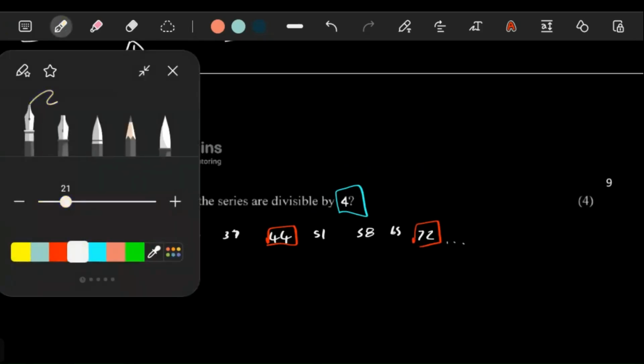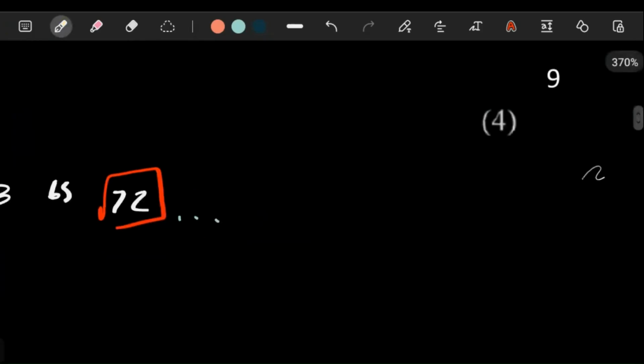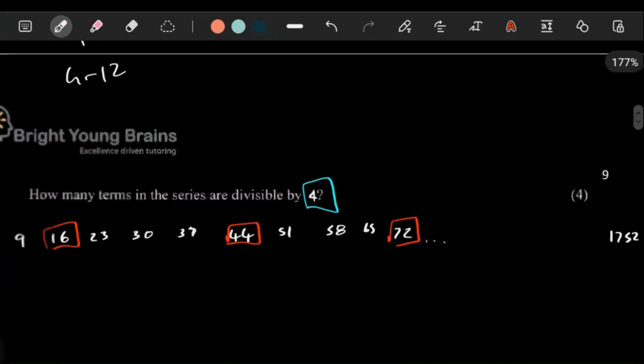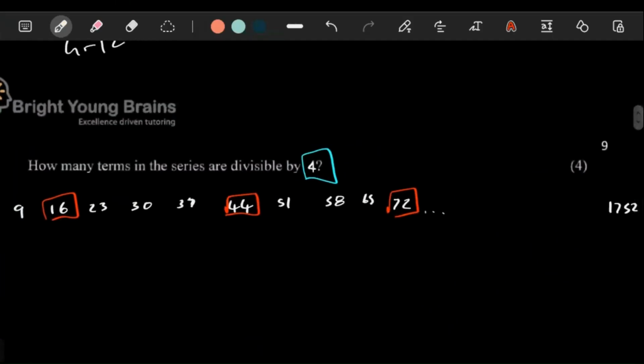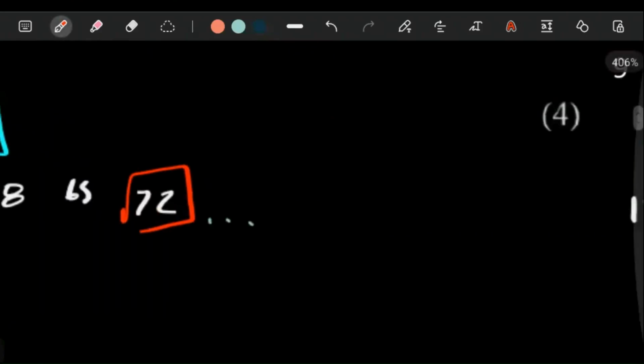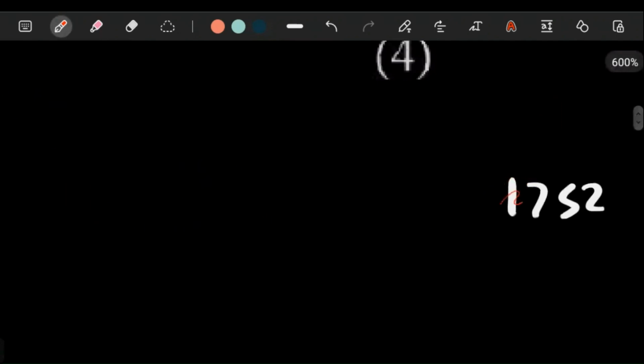Sequence, series, call it what you want. Somewhere along the lines, right at the end here, you have the number 1752. So what you do is, you know that the first number that is divisible by 4 is 16. All you want to do is find out the last number that is divisible by 4. So you can even start with this one. You see, 1752, is it divisible by 4? Yep. 4 goes in there 438 times. So this last number here is divisible by 4.